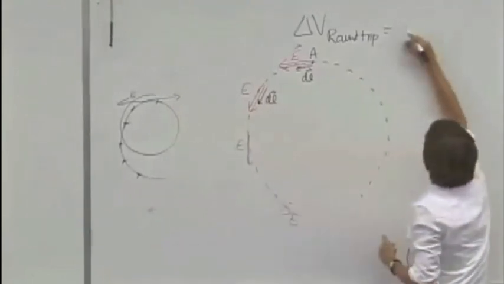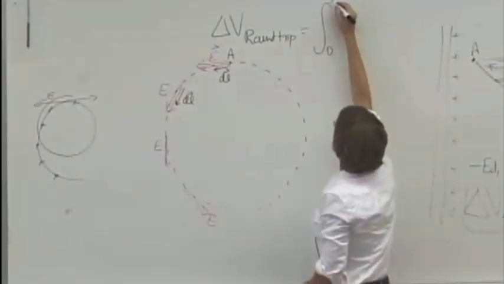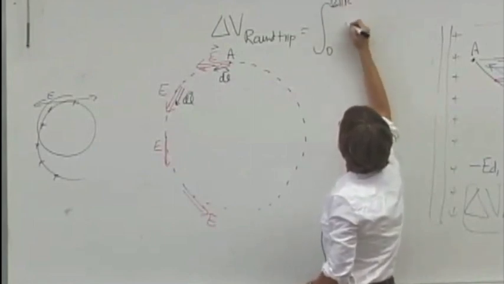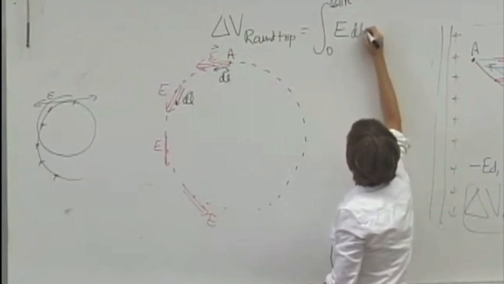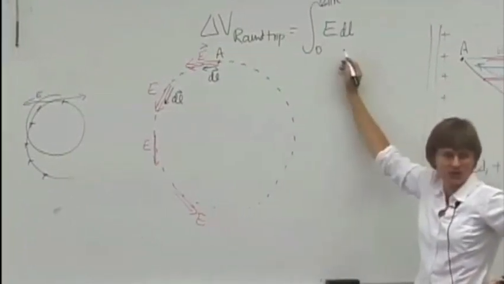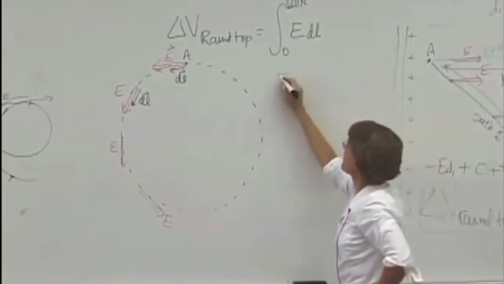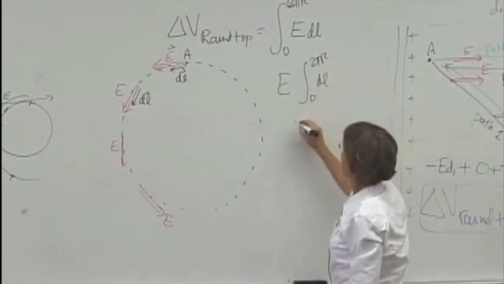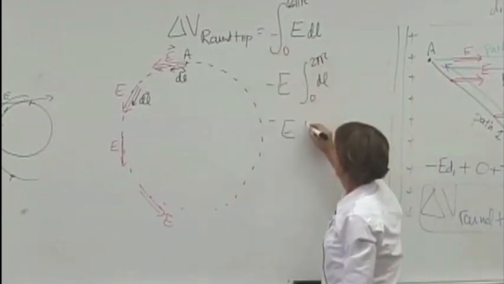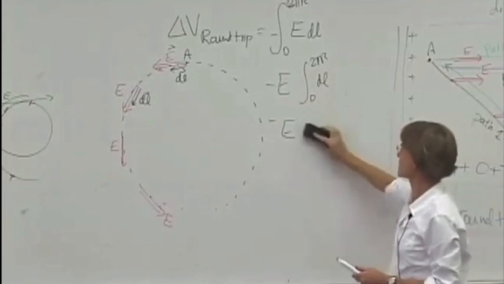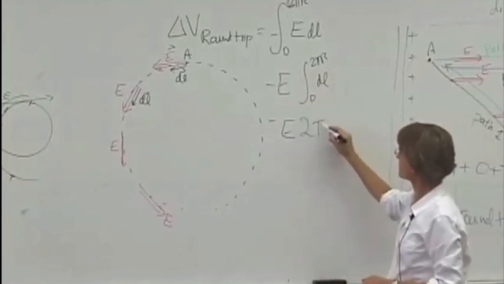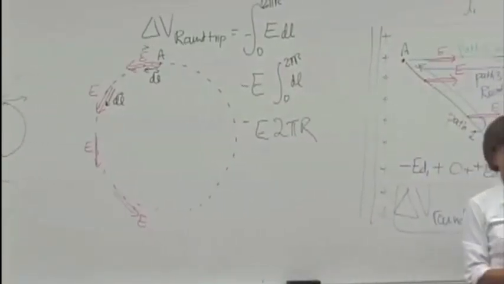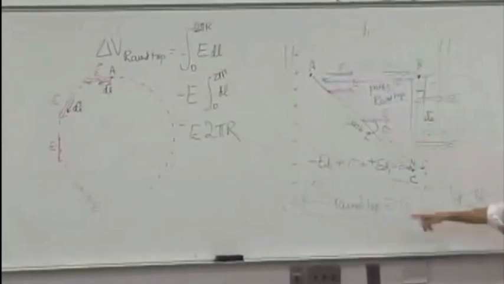So this would equal the integral from 0 to the circumference, 2 pi r, really, of E times dl. But the magnitude of E isn't changing the way we've set it up. So that's E times the integral from 0 to 2 pi r of dl, or minus E times 2 pi r. Does that equal 0? I thought we said it was supposed to equal 0.